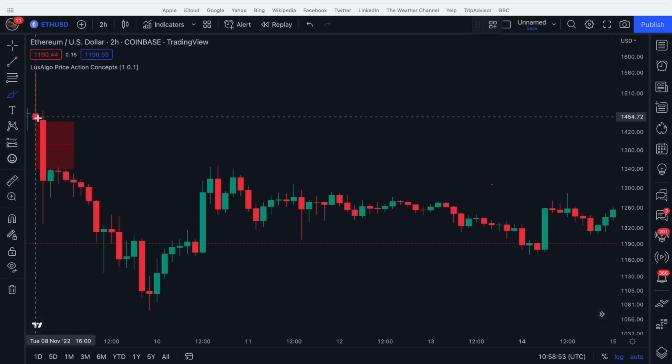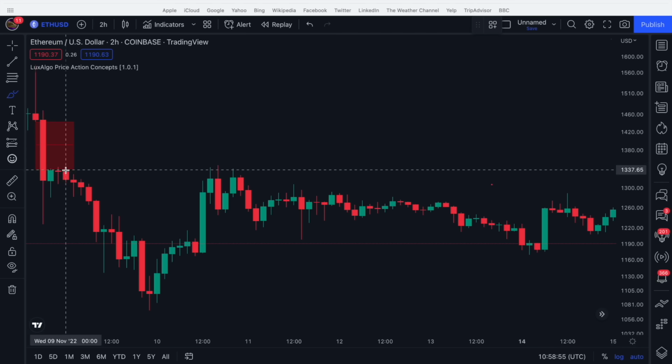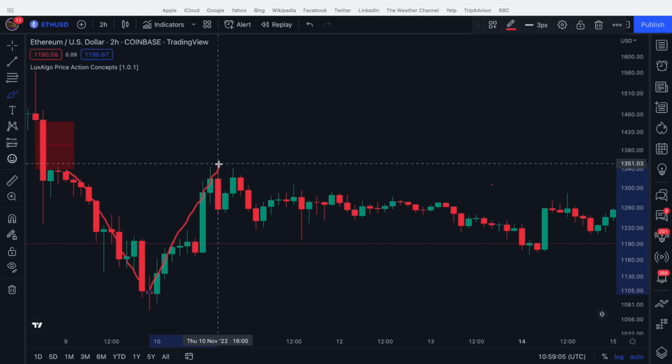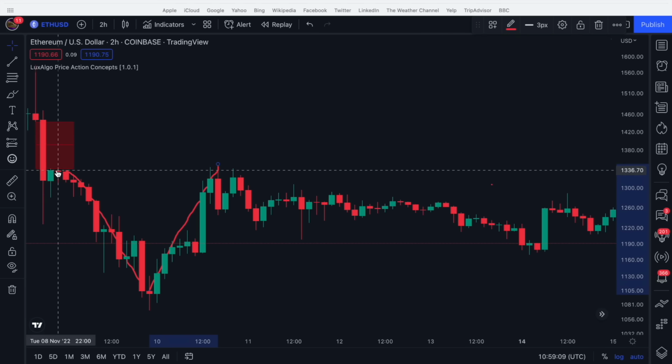So what we see here is a fair value gap labeled in real time. We come down, but we know there's a fair value gap, so the price needs to revisit that area to correct itself. So we come back up and we visit the level that the fair value gap was at. So we can see it's actually at this level.